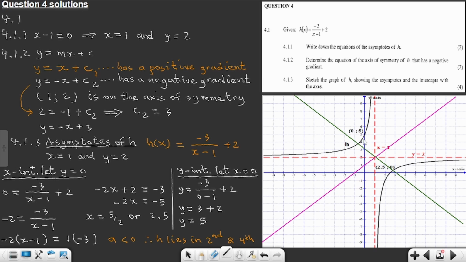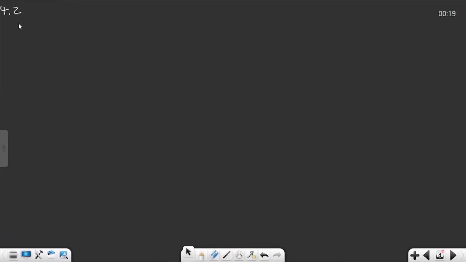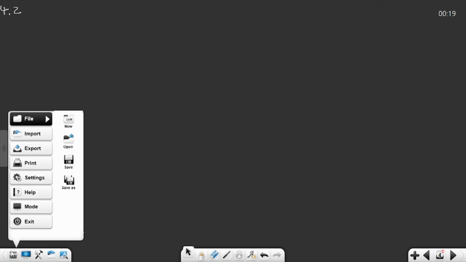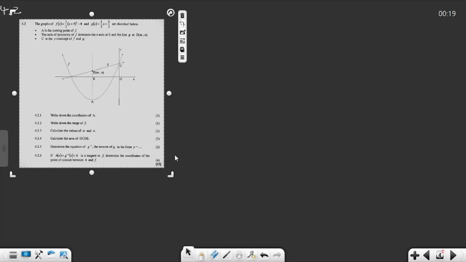Okay. Now, if P and Q were equal to 0, your asymptotes would be the y-axis and the x-axis. And the axes of symmetry, this one and this one, would be cutting through the origin. Can you see that? If P and Q were equal to 0. Okay, 4.2. Let's get the question. So this is the question 4.2.